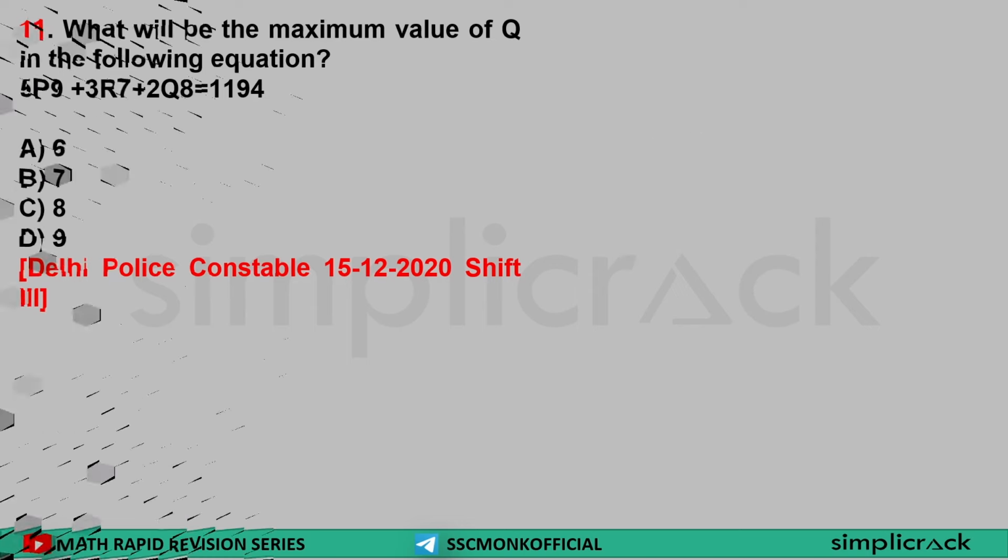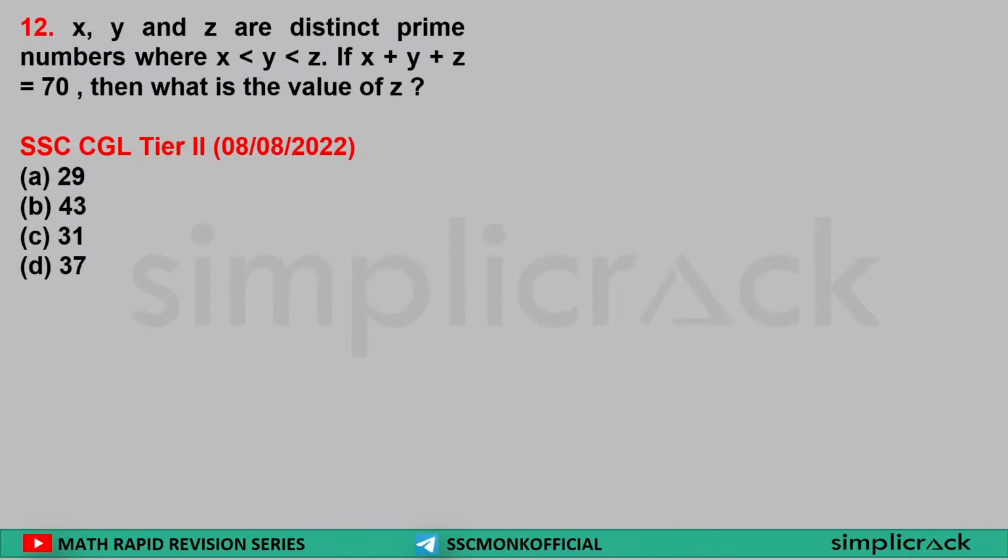Okay. Next. X, Y, Z are distinct prime numbers. X is less than Y, Y is less than Z. That means X will be the smallest prime number, Y will be greater than X, Z will be the largest among all of them. And it is saying X plus Y plus Z is equal to 70. What is the value of Z? First of all, sir, if I go by the definition, apart from 2, odd plus odd will get me even. And again with that, if I add odd, I will get what? Odd number, right?